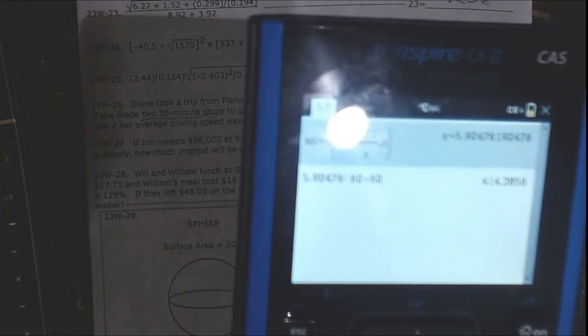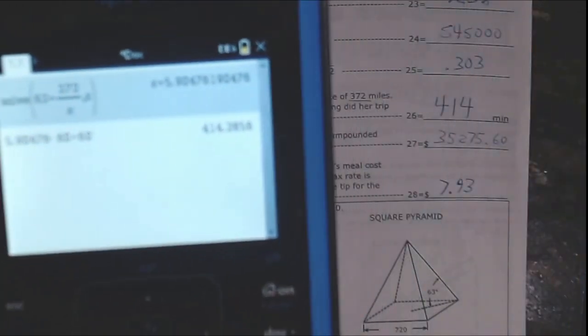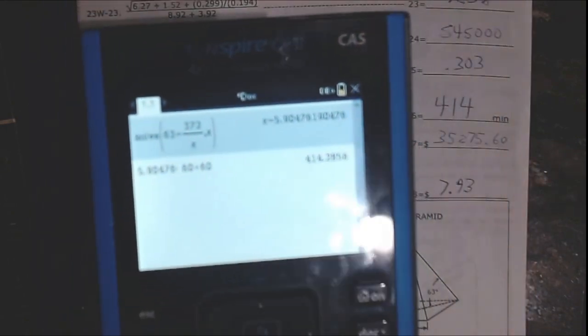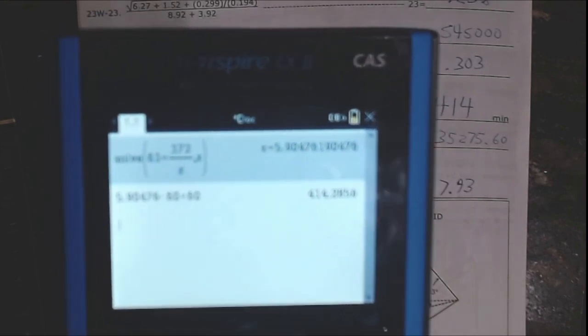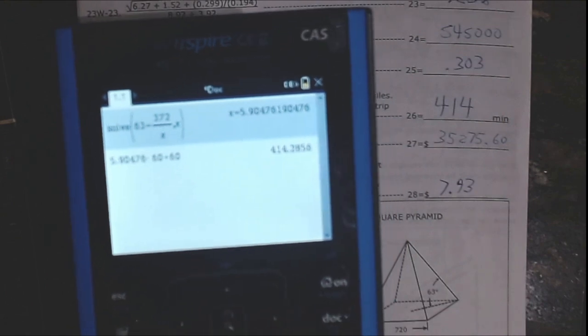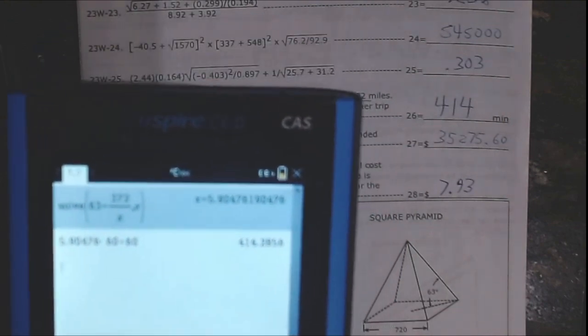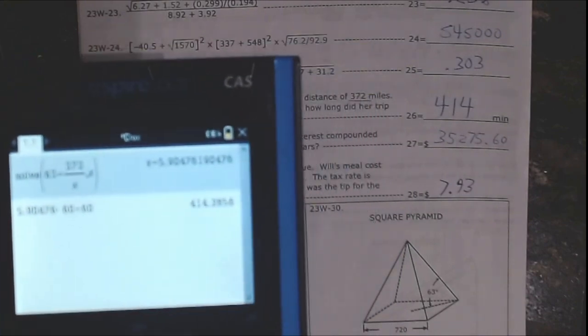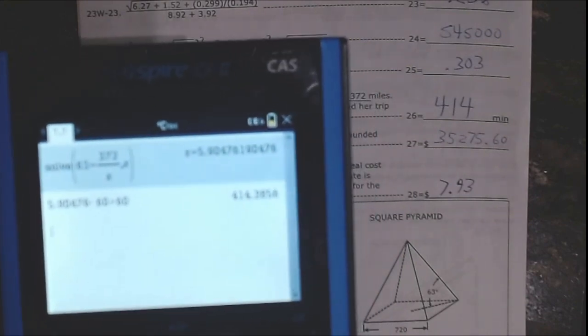And so I can say that my average speed is equal to my distance divided by my time. So if my speed is 63 miles per hour and my distance is 372 miles, I can solve for the time that took, which would be 5.9 hours. So I'll multiply that by 60 to convert it to minutes, but that's just my average driving time.